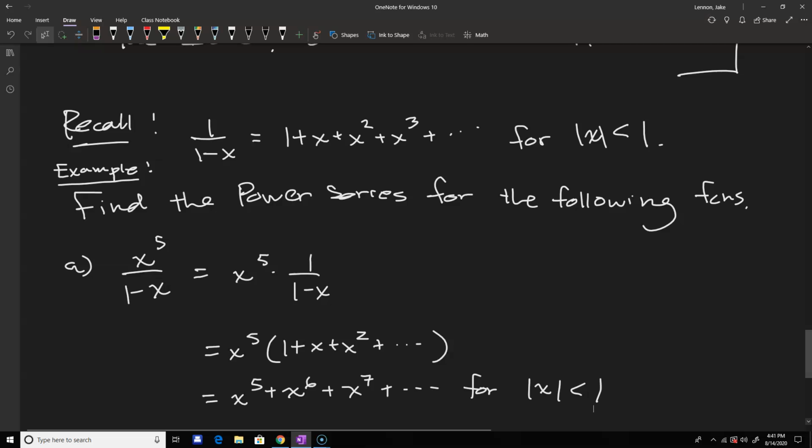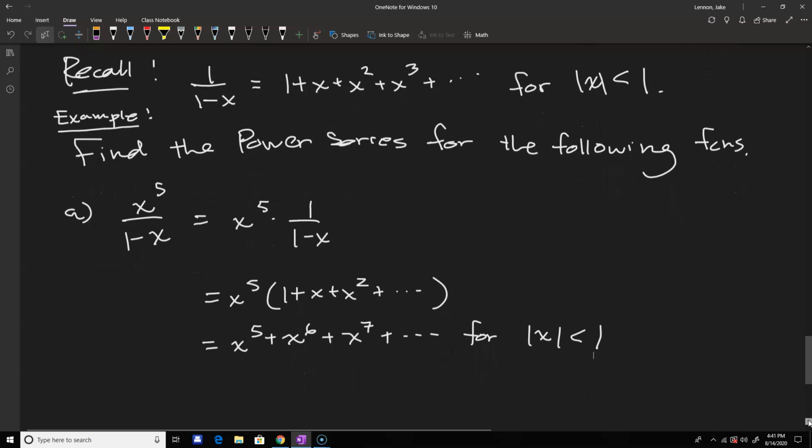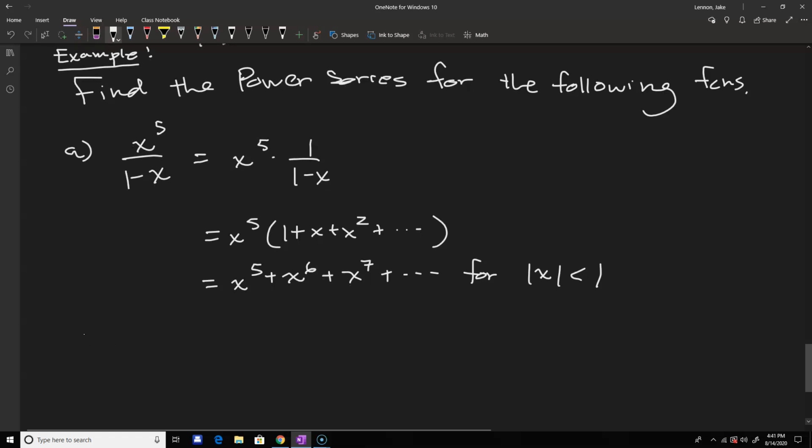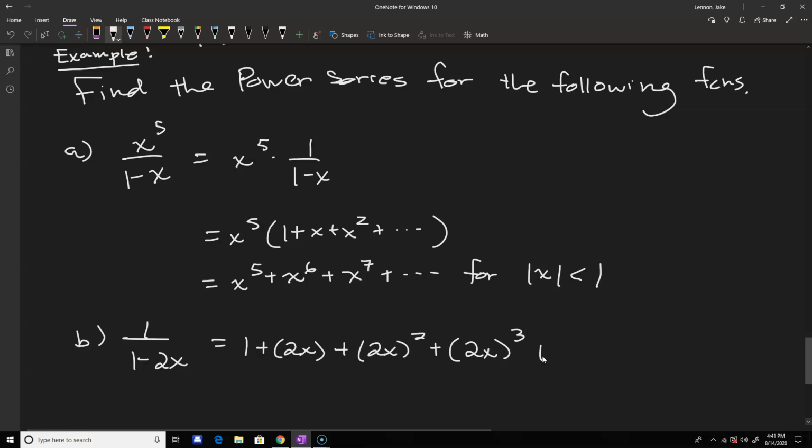Okay, so let's go ahead and do another one. Let's say we have 1 over 1 minus 2x. Well, this kind of looks like our 1 minus x, but with 2x substituted in. So we can do the same thing there. We can actually just replace each of our x's with 2x. So plus 2x squared plus 2x cubed, and so on. And that's how we get our geometric series.